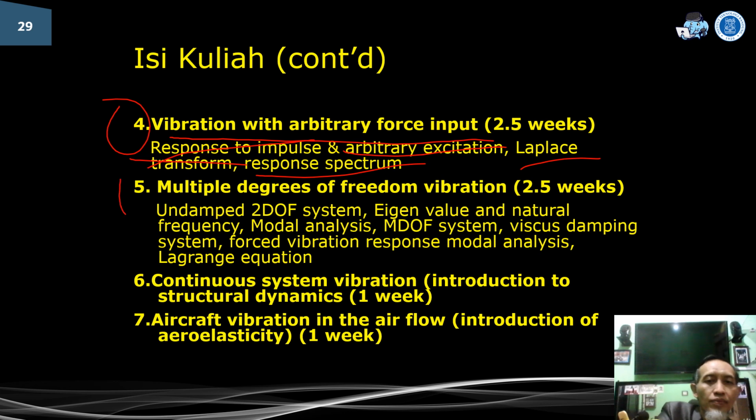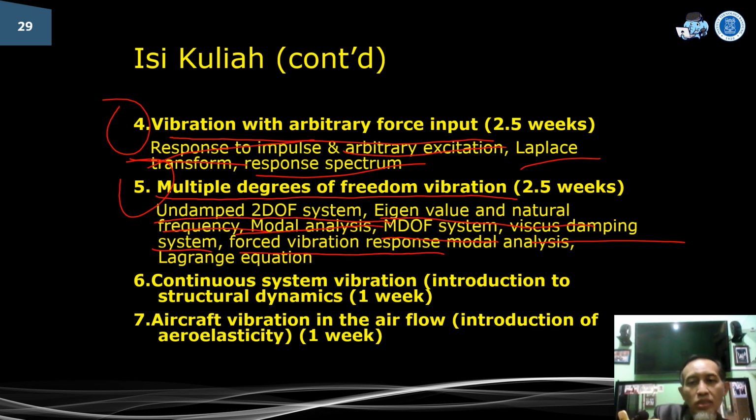Fifth, multiple degree of freedom vibration. It will take about 2.5 weeks. We talk about undamped 2 degree of freedom system, eigenvalue and natural frequency, modal analysis, multi-degree of freedom system, viscous damping system, forced vibration response, modal analysis, and Lagrange equation.